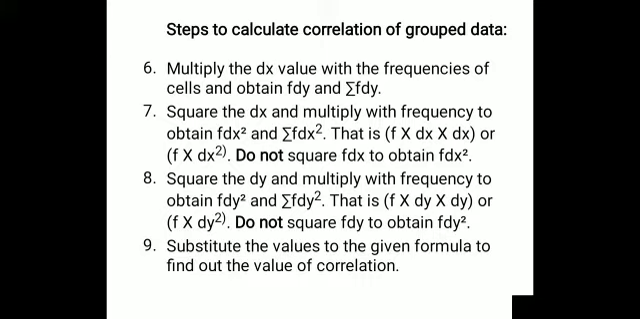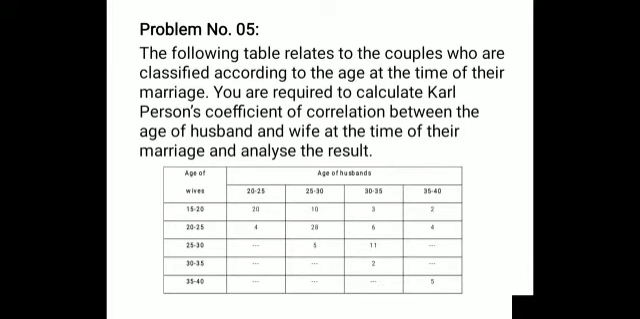Then you have to substitute all these values into the given formula to find the value of correlation. Now let us apply all these steps by using a particular illustration. The following table relates to the couples who are classified according to their age at the time of their marriage. You are required to calculate the Karl Pearson's coefficient of correlation between the age of the husband and age of the wife at the time of their marriage, and you have to analyze the result.